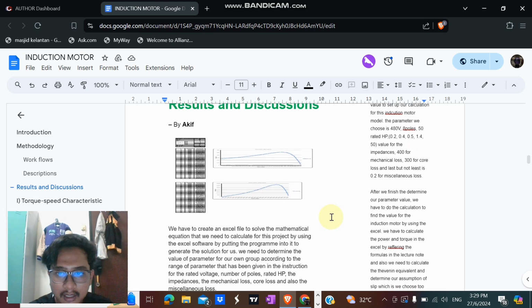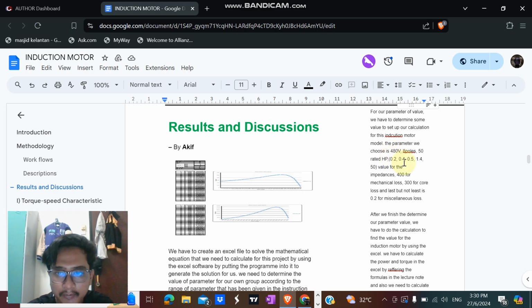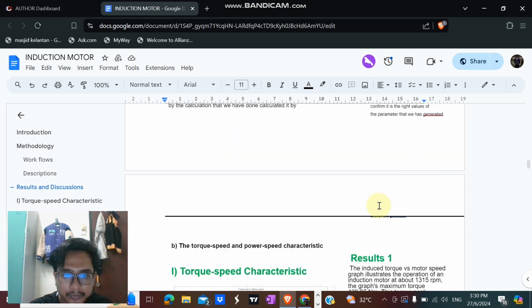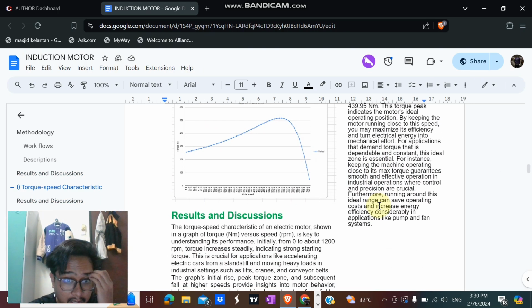Alright, first we choose our parameters: 480 volts, 8 poles, 50 rated horsepower, and 0.2, 0.4, 0.5, 144, and 50 as the values for the impedance, 400 for the mechanical loss, 300 for core loss, and last but not least 0.2 for miscellaneous loss. Okay, this is the torque speed characteristic we got.